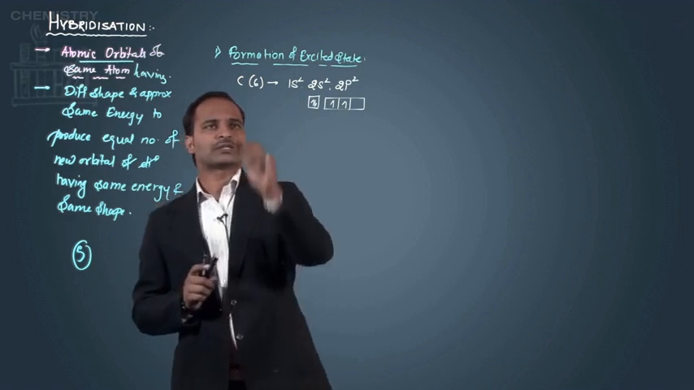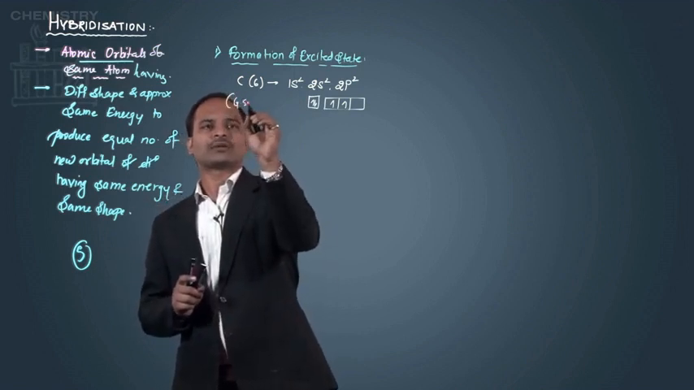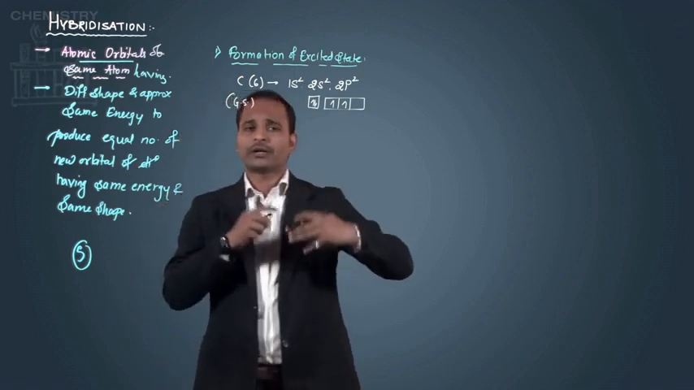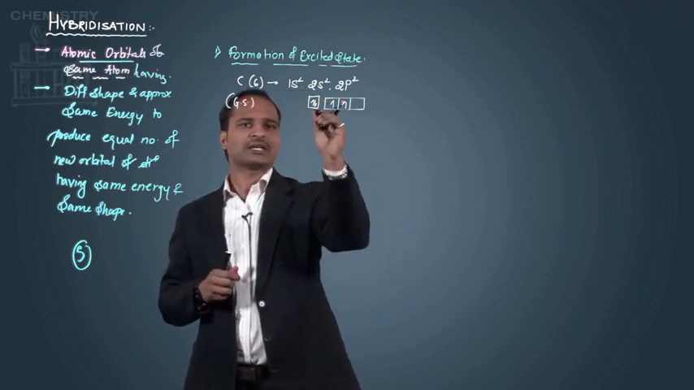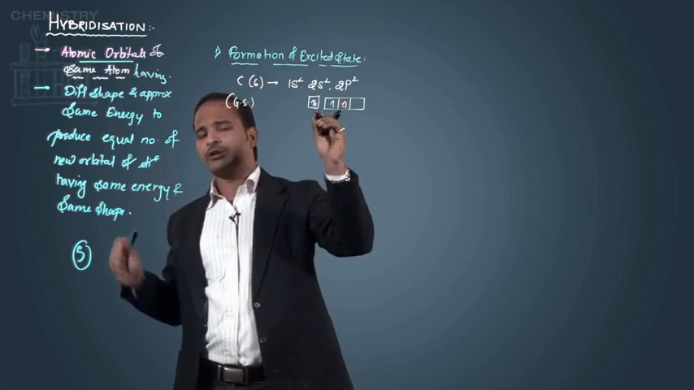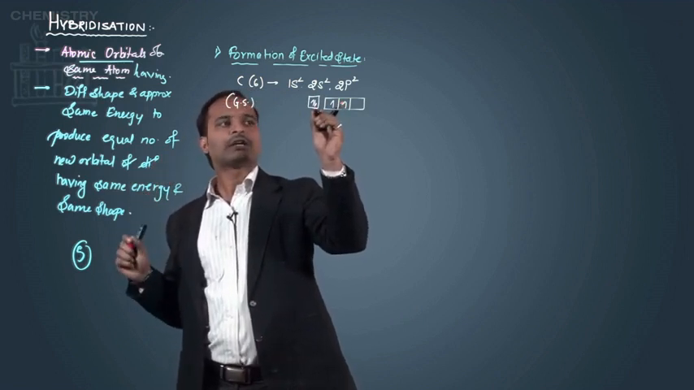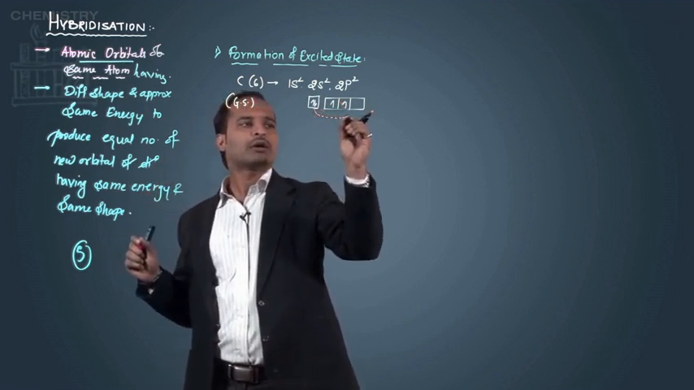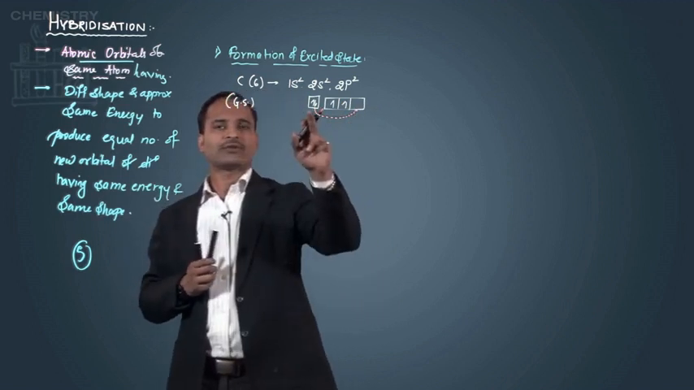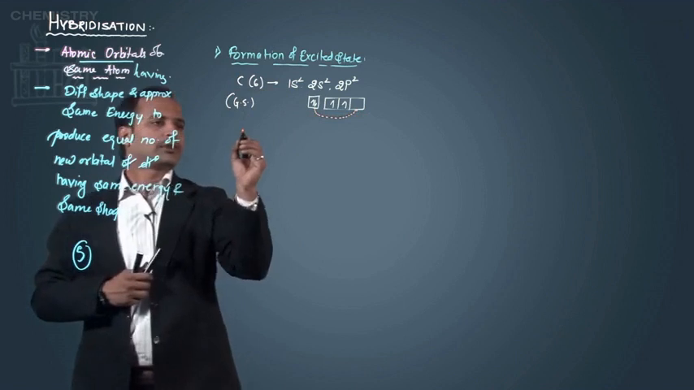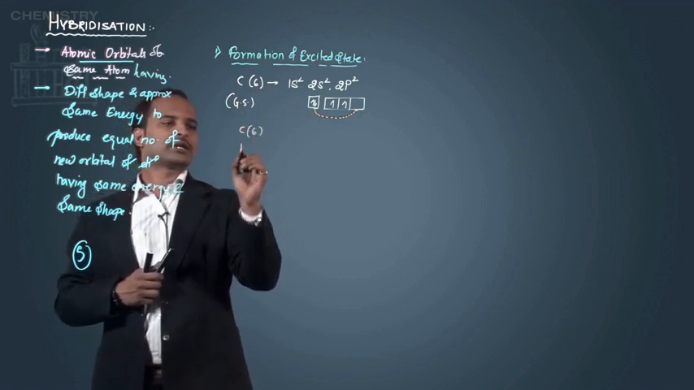So here, this is the ground state of the carbon atom. Now carbon undergoes the excited state. What happens in the excited state? In the excited state, the electron from the completely filled orbital jumps to an orbital which is empty. It always jumps to an empty orbital. So an electron from this will jump to this, and it will be called the excited state now.